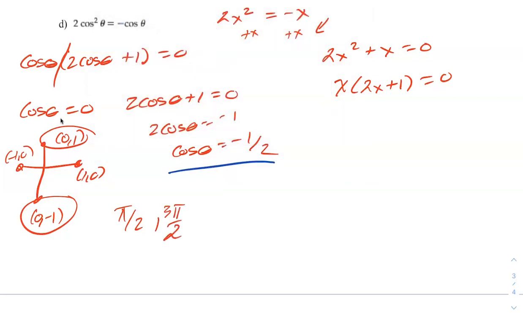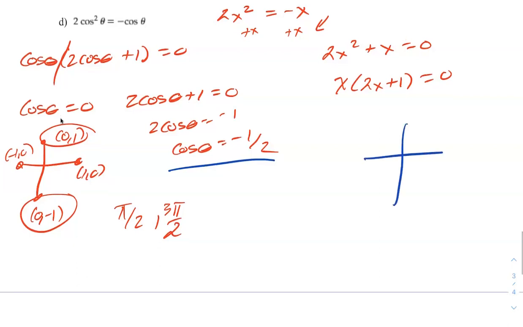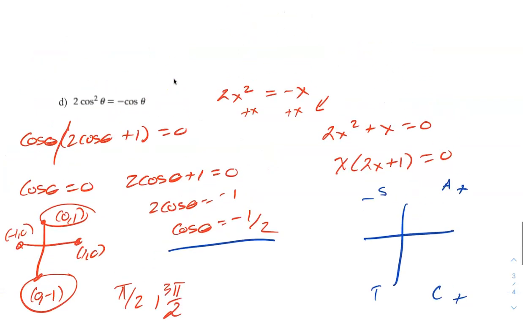Now cosine equals negative 1/2. I'll do this one all the way out. Cosine will be positive at A because everything's positive at A, and at C because C stands for cosine. So it must be negative at these two.